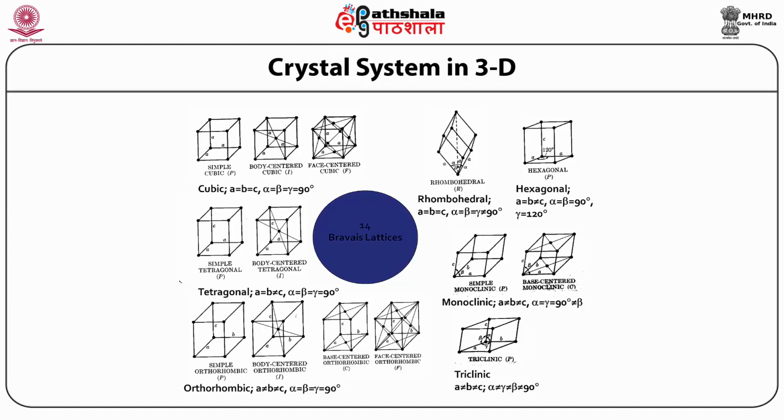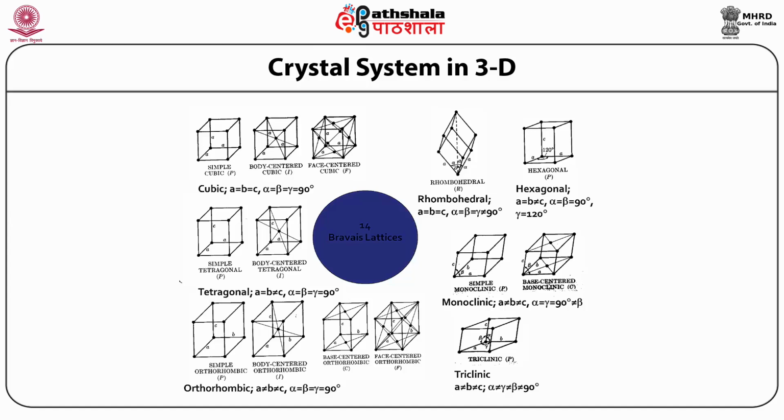Next is orthorhombic. Orthorhombic has all the sides not equal to each other, that is A not equal to B not equal to C, whereas all the angles are equal to 90 degrees. Rhombohedral has all the sides equal, and all the angles, that is alpha, beta and gamma, are equal but not equal to 90 degrees. Orthorhombic exists in simple, body-centered, base-centered and face-centered forms.